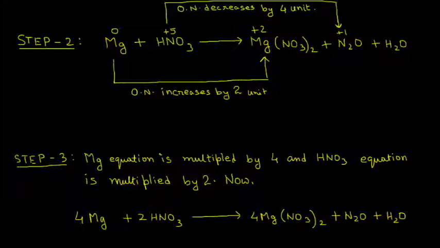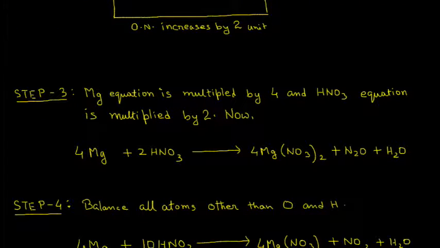So after multiplication we get 4 Mg, since the Mg equation is multiplied by 4, and 2 HNO3, since the HNO3 equation is multiplied by 2, giving 4 Mg(NO3)2 plus N2O plus H2O. This is step 3. We cross multiplied each equation by the change of oxidation number.